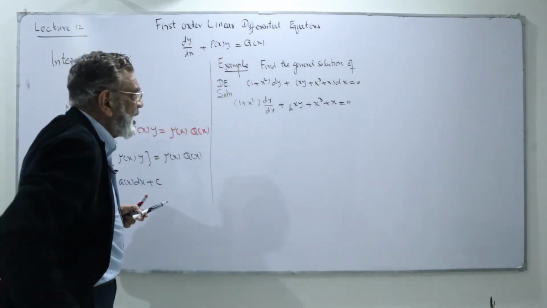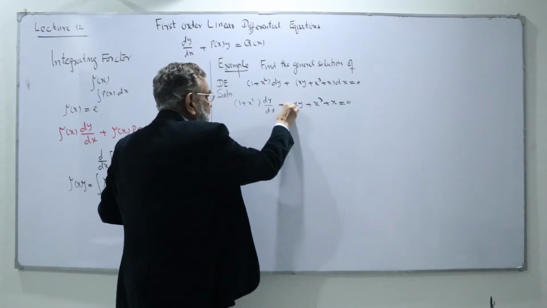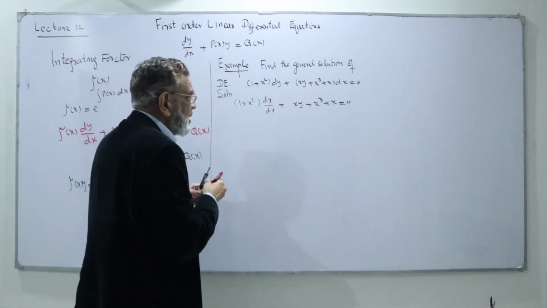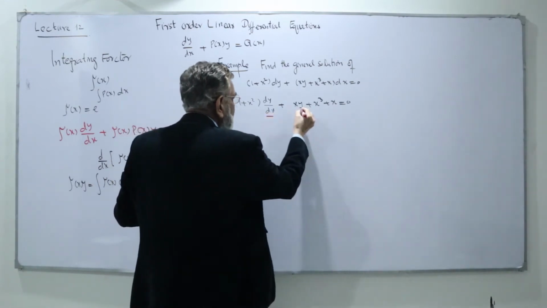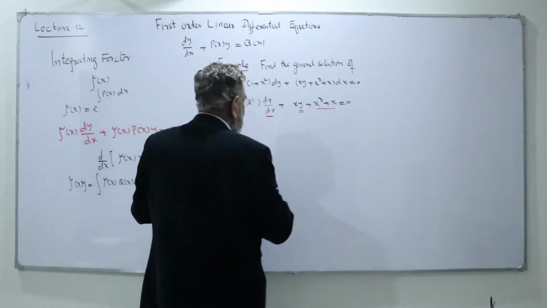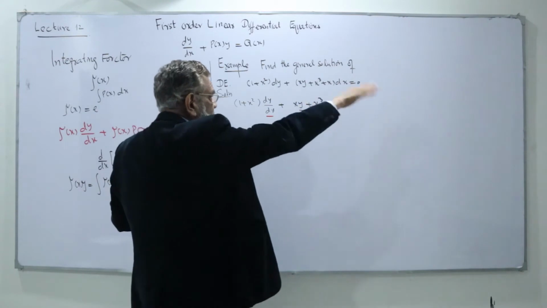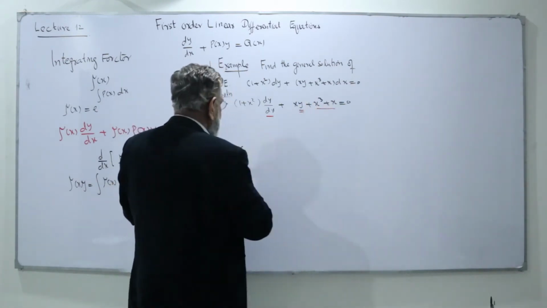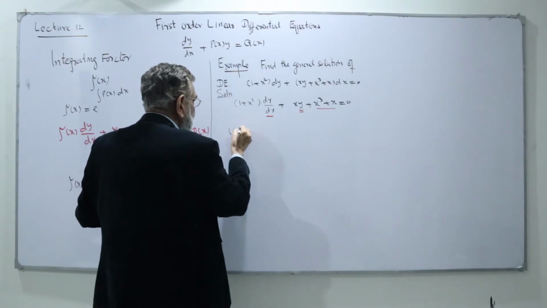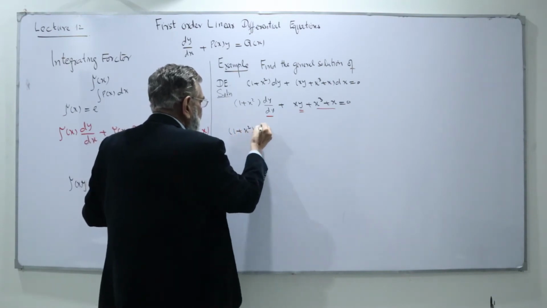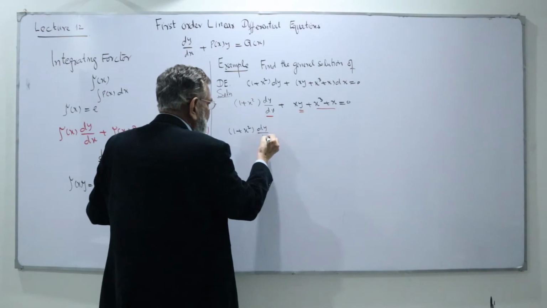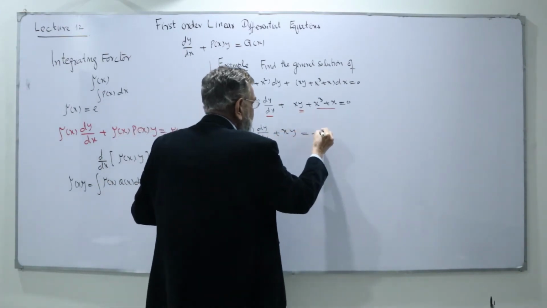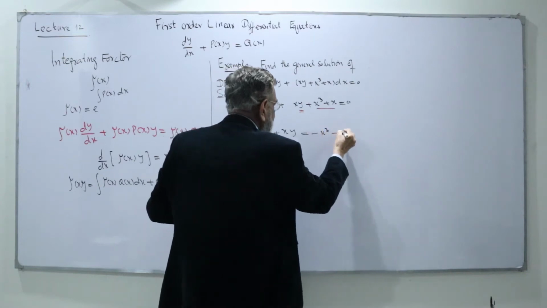Next we want to make this coefficient 1. We look at this: this is dy/dx, this is y, and this is a function of x, so we have to take this function of x to the right hand side. We do it in two steps. First I move it to the right hand side. I get 1 plus x square dy/dx plus xy is equal to minus x cube minus x.